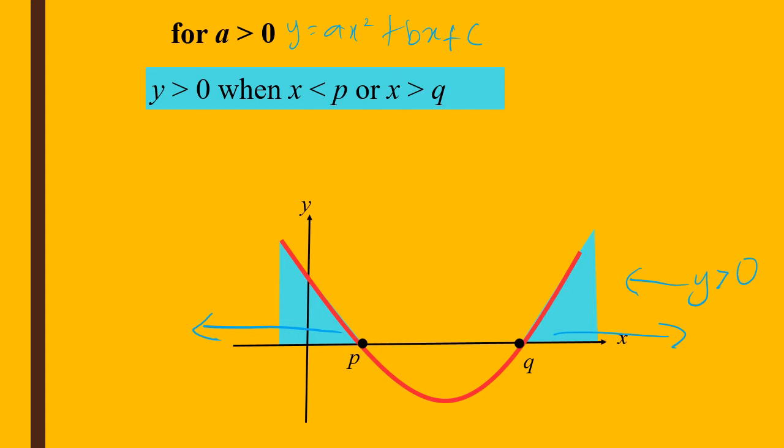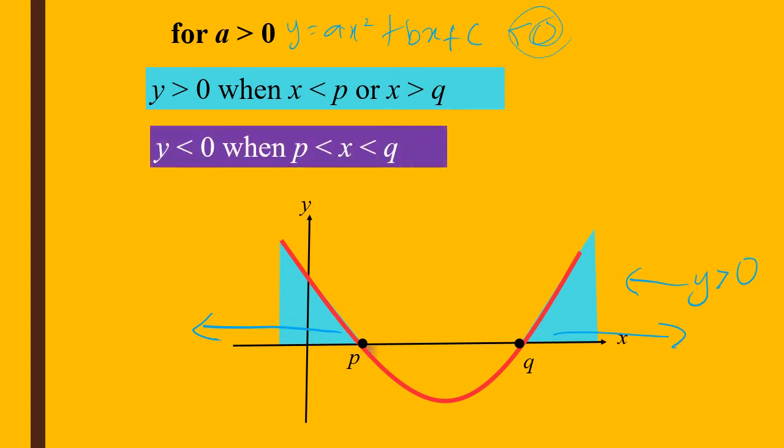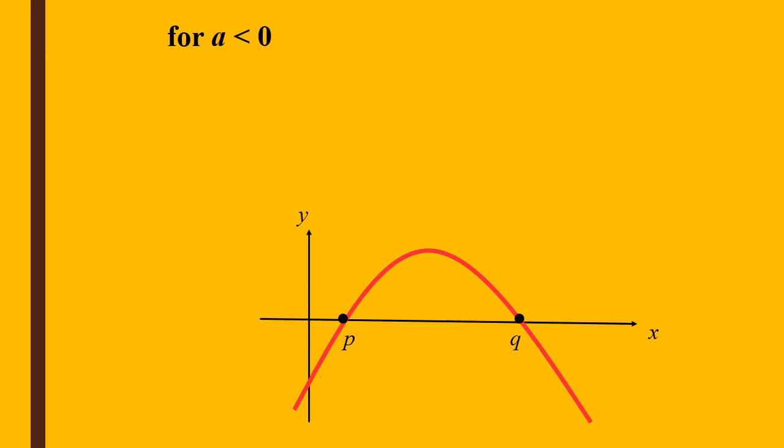But if the question wants less than 0, the inequality here is less than 0. So y less than 0. So this is the area for y less than 0. So the answer should be in between P and Q. So the value of x should be in between P and Q.